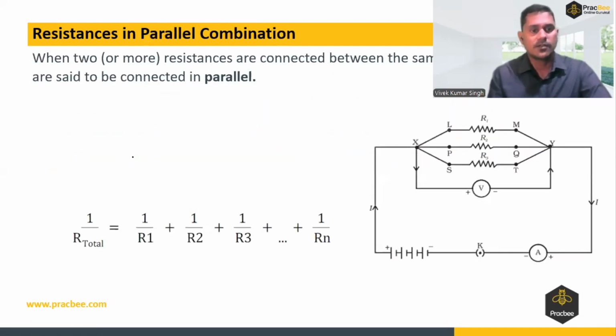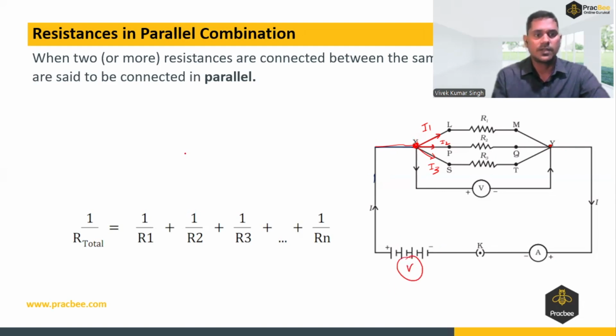Now let's see the parallel combination. In parallel combination, here we can see that the current goes like this, and the current has 3 ways to go. At this junction, the current will be divided. So let's say this I1 current is flowing this side, I2 is flowing this side, and I3 is flowing this side. And this junction and this junction have a potential difference of V.